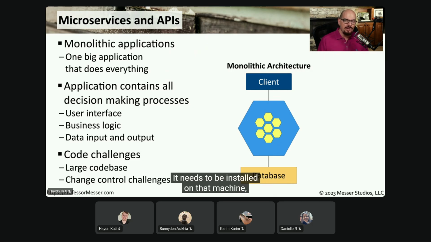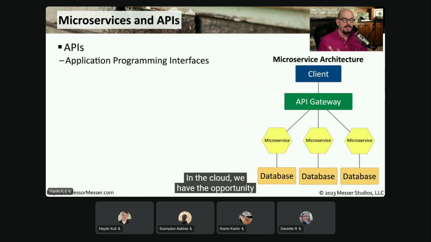It needs to be installed on that machine. And then we are able to use the newest version. In the cloud, we have the opportunity to use a more streamlined process that focuses on a microservice architecture. We're able to take advantage of microservices by using APIs. These are application programming interfaces, and it allows us to programmatically control the way that an application is working.